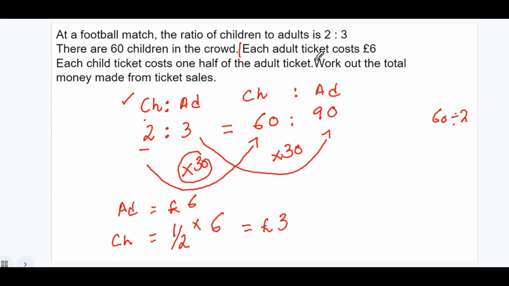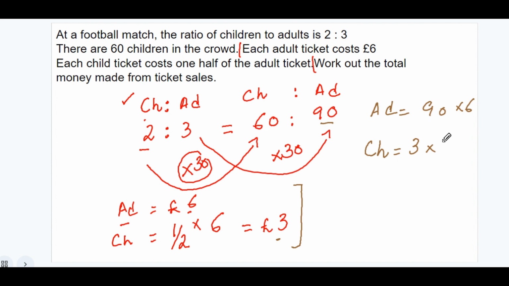So now let's read the next part: work out the total money made from ticket sales. It means we need to find the total cost of the tickets of adults and children. So you know that one ticket of an adult equals £6. So the total of adult tickets will be 90 times 6, right? In the same way, the total ticket cost of children will be 3 times the number of children, that is 60. So we need to find their answer.